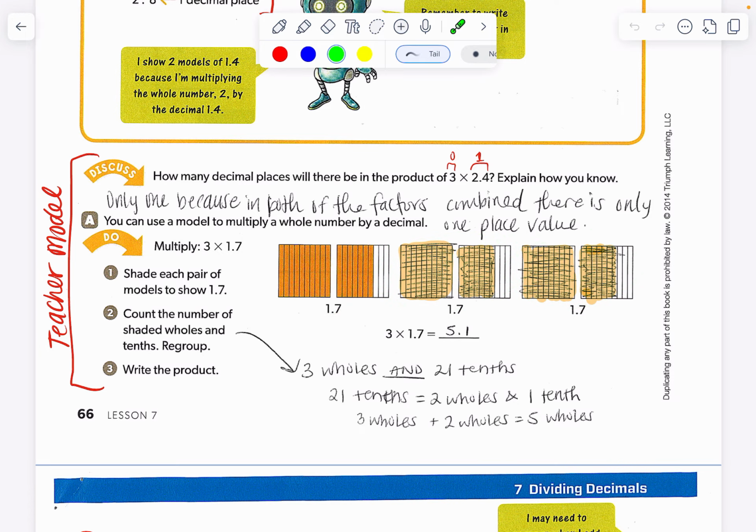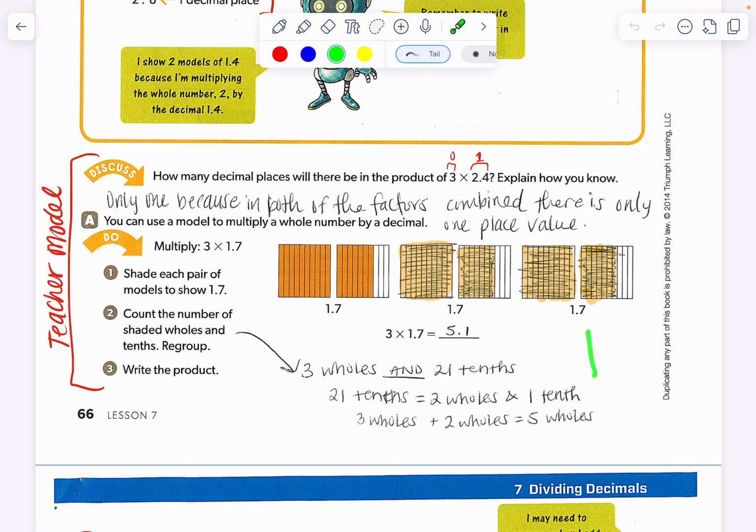Then we are figuring out, how many do we have all together? Well, I see here that we have 1 whole, 2 wholes, and then 3 wholes. And then I have to count how many tenths I have. I have 1 7th, 2 7ths, and 3 7ths. Students should know that 3 times 7 gives you 21. So you have 3 wholes and 21 tenths, right?